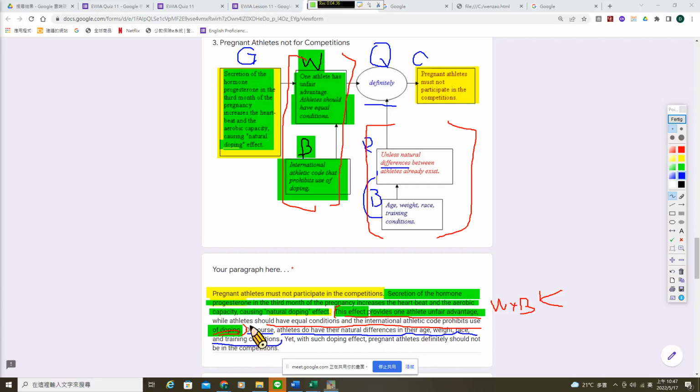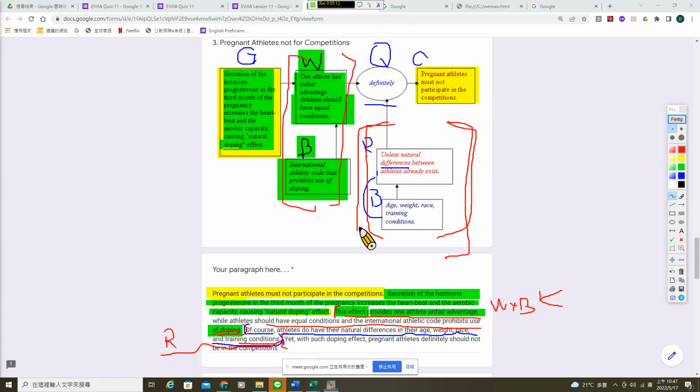Yes, we admit that. So this is the rebuttal. Basically, we provide some of the considerations that the readers may have. Saying that, okay, everyone is different, right? Their age, weight, race, and training conditions are different. So of course, athletes do have their natural differences in their age, weight, race, and training conditions. Although I admit that we know this condition.